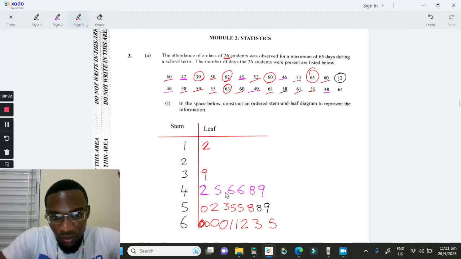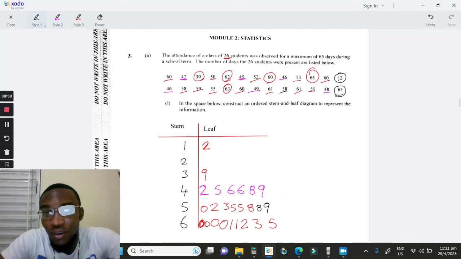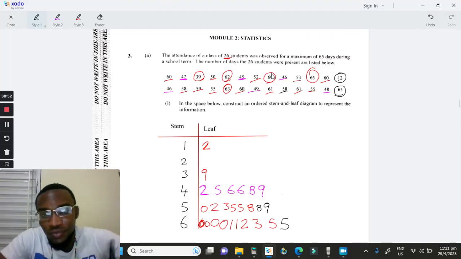1, 2, 3, 4, 5, 6, 7, 8, 9, 10, 11, 12, 13, 14, 15, 16, 17, 18, 19, 20, 21, 22, 23, 24, 25. So one is missing. Which number is missing? The last number, this 65. See, because I didn't take it off. That's what I love about doing it this way.